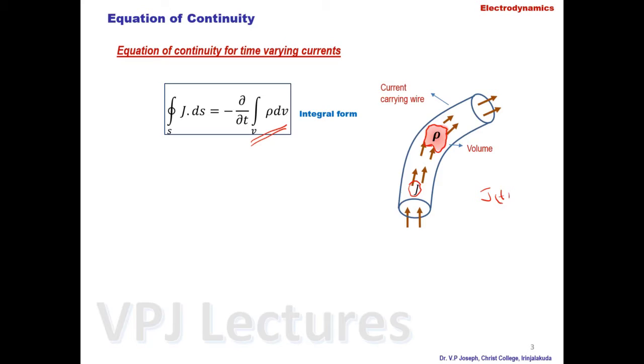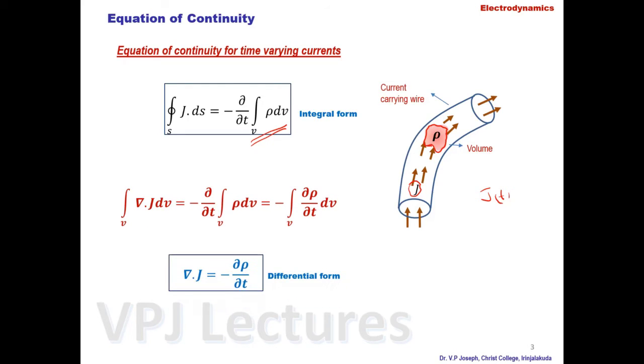It may be reducing or it may be increasing. We are taking it for the present case as a reducing quantity. So we will put a minus sign here, minus dou by dou t of volume integral rho dv, and it is the integral form of the time varying equation. And as usual, converting the surface integral into a volume integral using Gauss divergence theorem, volume integral del dot J dv becomes minus dou by dou t of volume integral rho dv.